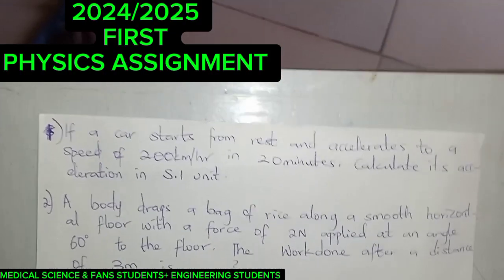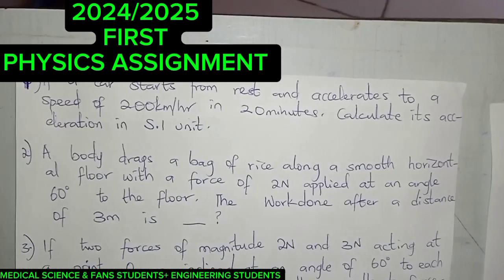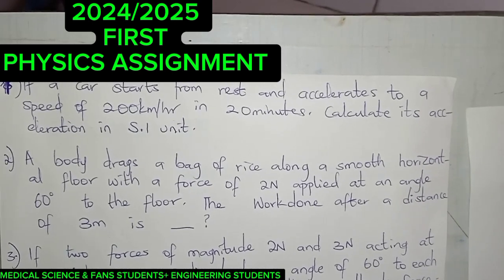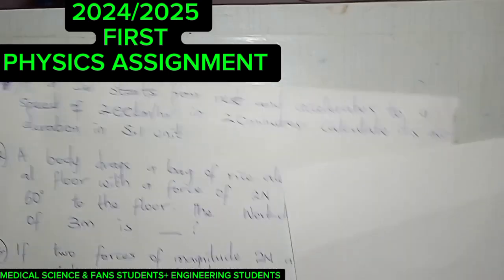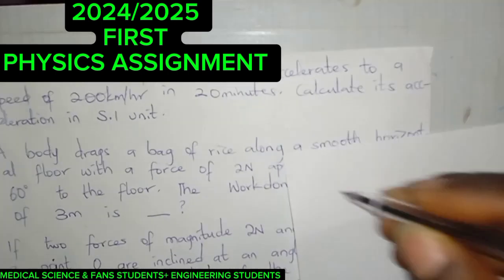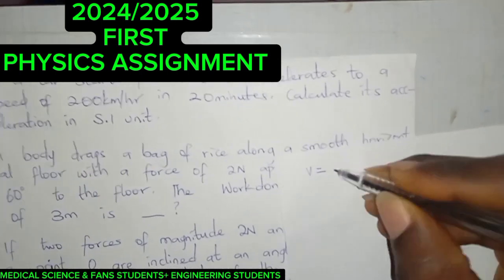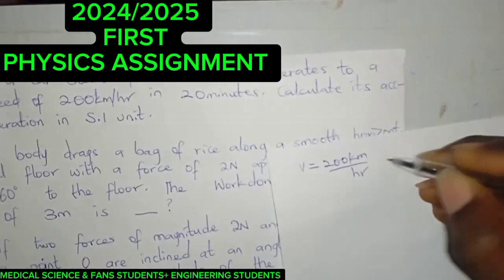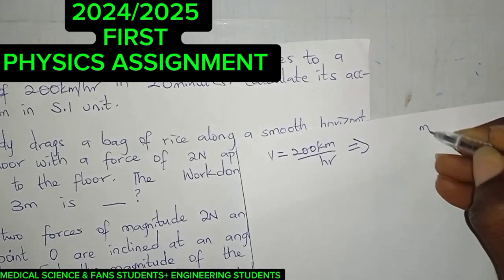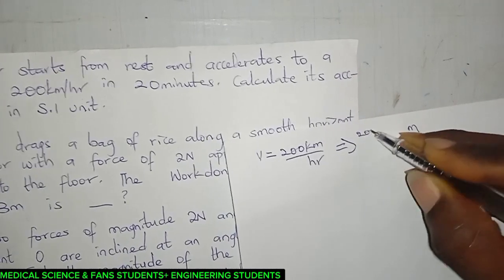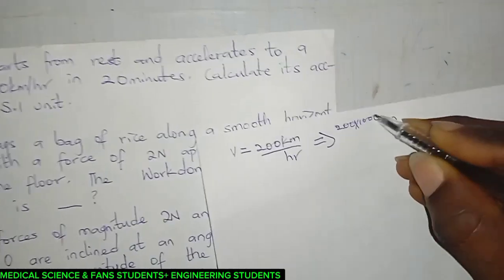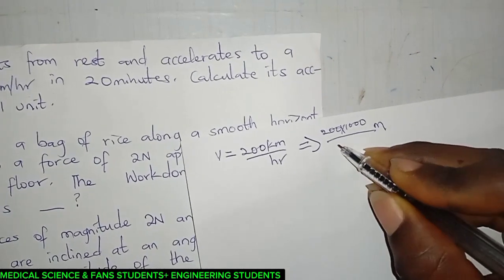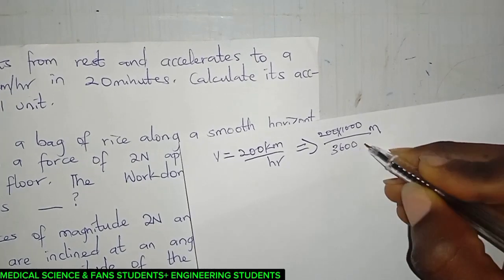Okay, the first question says, if a car starts from rest and accelerates to a uniform speed of 200 km/h in 20 minutes, calculate its acceleration. Alright, the first thing to do is to say the velocity there is 200 km/h. So taking it to meters simply means we'll times this with 1000, so that we get 200,000 divided by 1 hour, which is equal to 3,600 seconds.